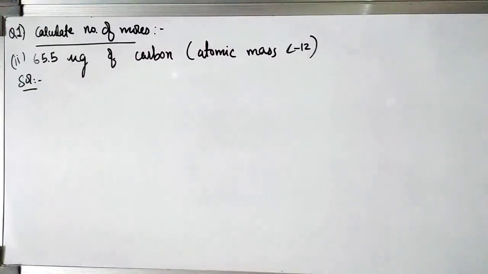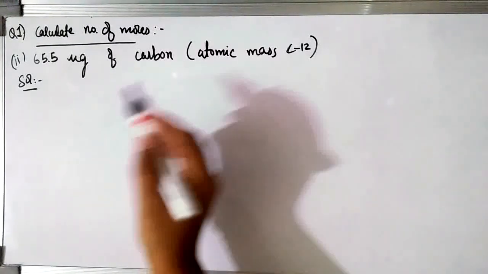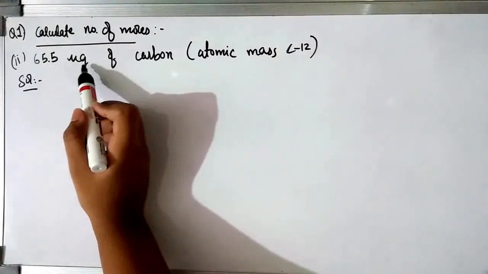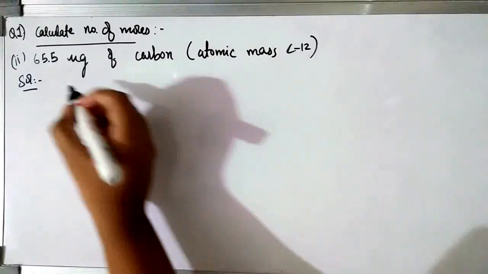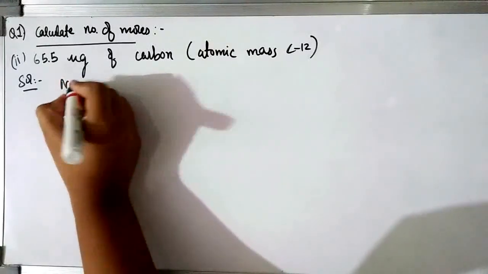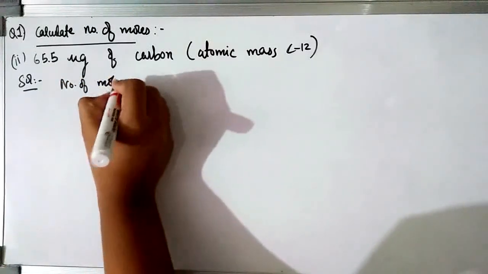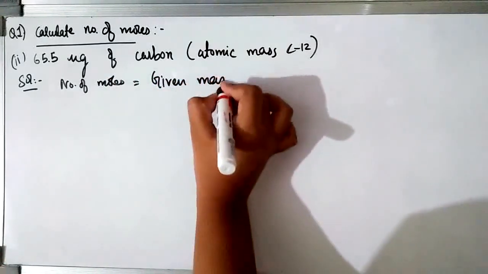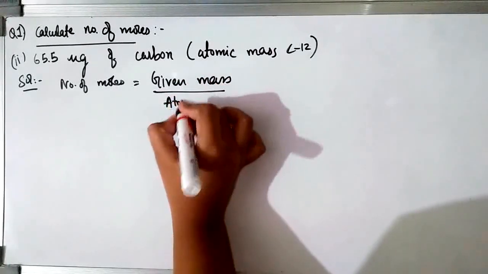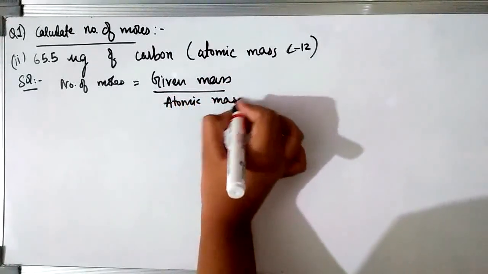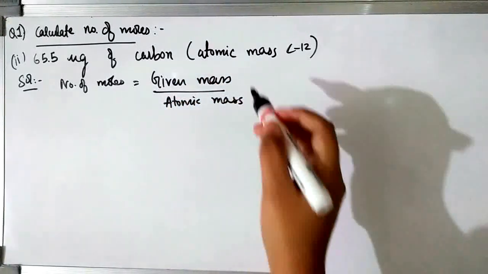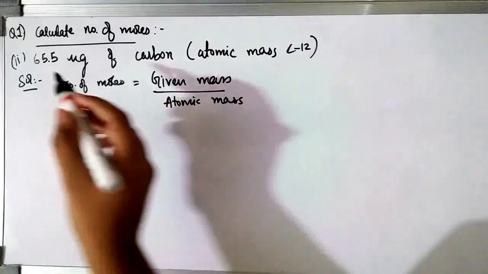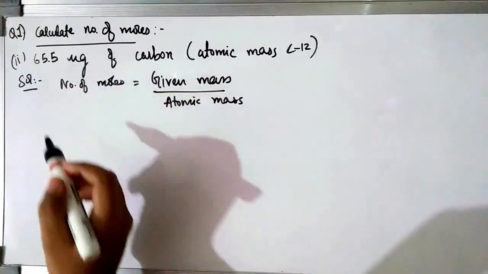In the second one also you have to calculate the number of moles, and what they have given us is 65.5 micrograms of carbon. The same formula applies, that is number of moles is equal to the given mass upon the atomic mass. But the mass we need to calculate in grams, and they have given us micrograms over here.